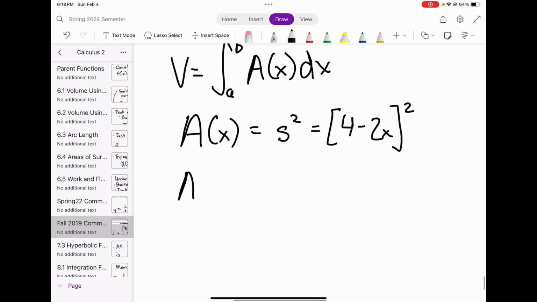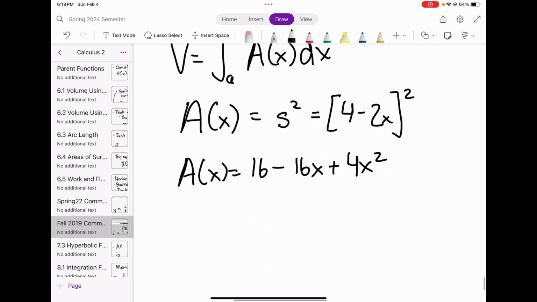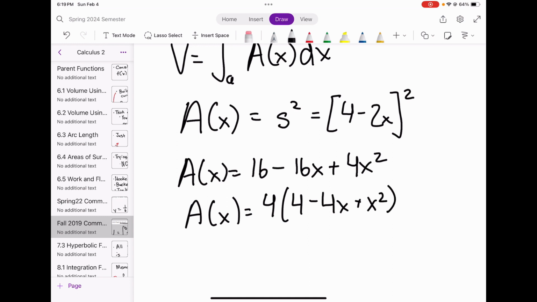So let's rewrite that. A of x is equal to 16 minus 16x plus 4x squared. That's good. Let's factor out a 4 just to make our lives a bit easier. 4, and then you have 4 minus 4x plus x squared. And that just helps us out with the integral.